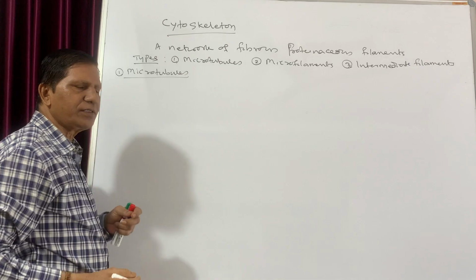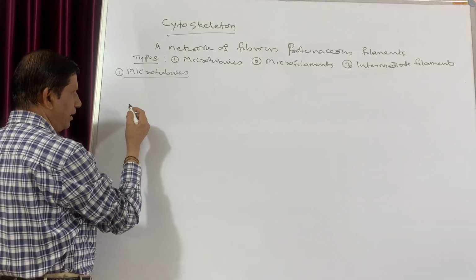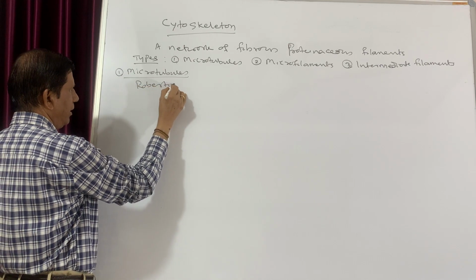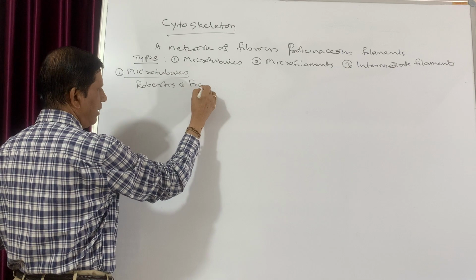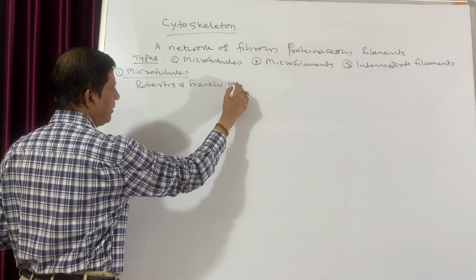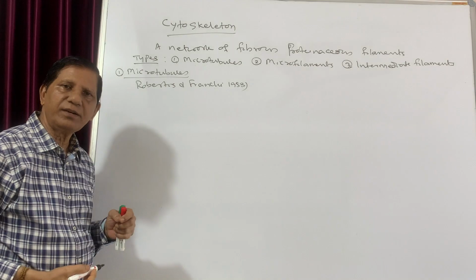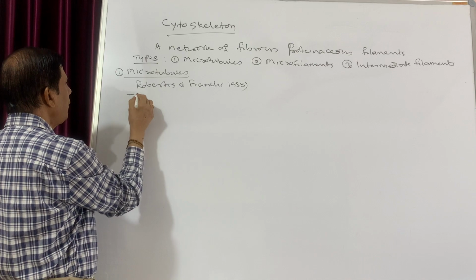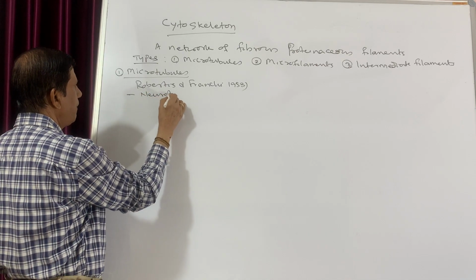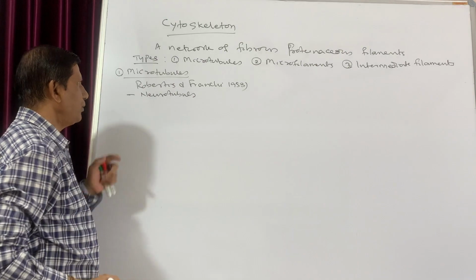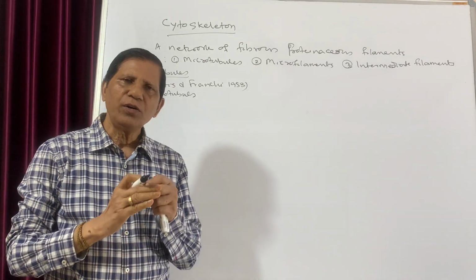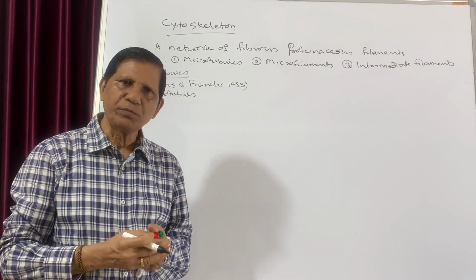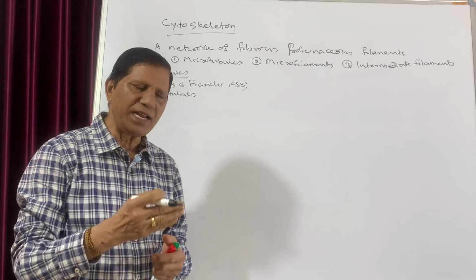The microtubules were first discovered by De Robertis and Franchi in 1953, and they first called them neurotubules. Usually, these microtubules are present in almost all eukaryotic cells. In addition to eukaryotic cells, they are also present in different organelles like cilia and flagella.